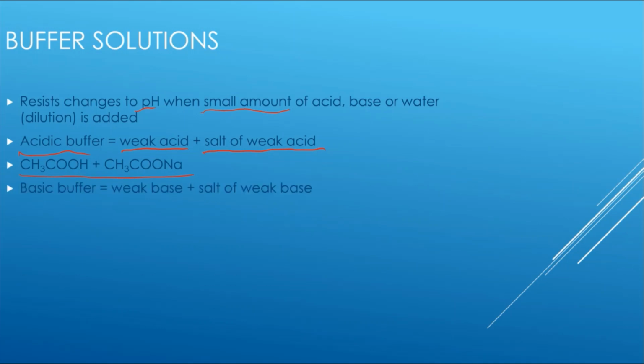And the other type is a basic buffer. This would be made up of a weak base and the salt of that weak base. So for example, we might have ammonia and ammonium chloride. So this would make up a buffer.